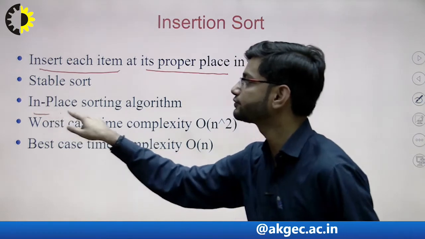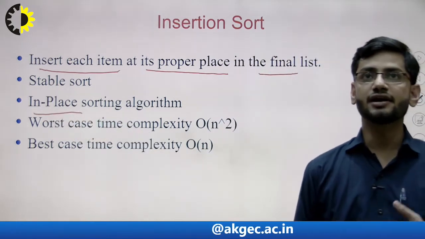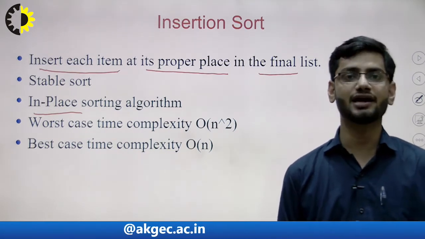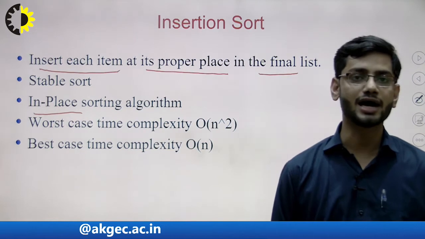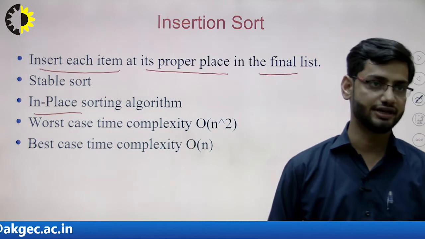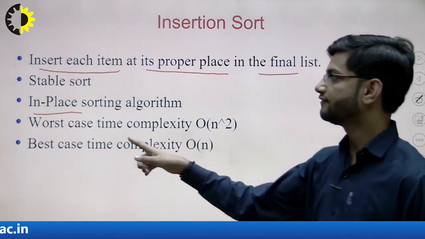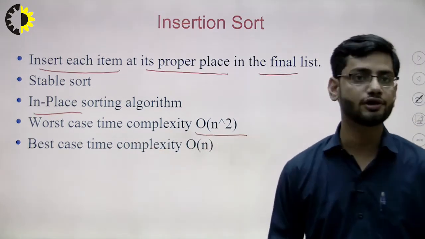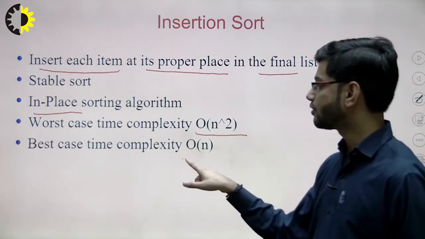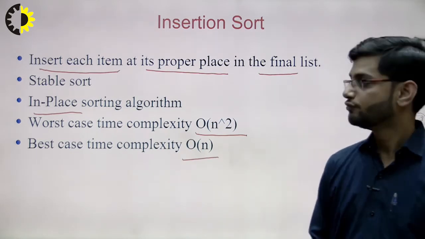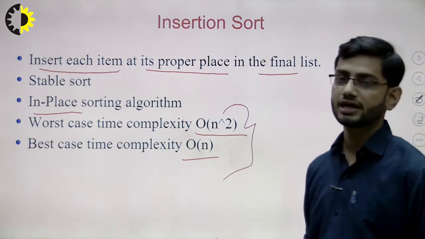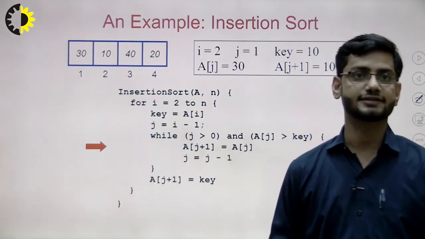Next is in place sort. In place sort means it generates the sorted output array by shuffling the elements in the input array itself. It doesn't require any extra array or any additional data structure for its implementation. That's why it is in place. The worst case time complexity is order of n square, where n is the number of elements in the array, and best case complexity is order of n. We will see how these complexities came, order of n square and order of n, in the later slides.